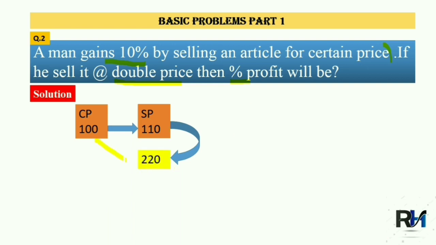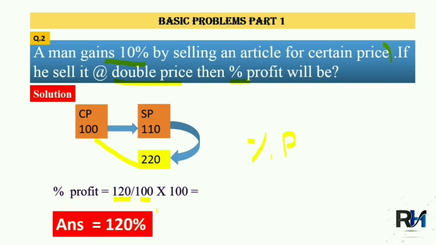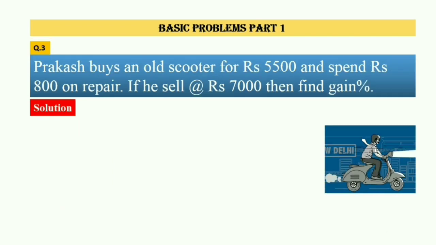Now we have to understand this variation, and then calculate the profit percentage. As we all know, the formula of profit percentage is profit upon CP into 100. So here I will write profit: when we subtract 100 from 220, we get 120, upon CP into 100. So the profit percentage is 120%. This is the required answer.